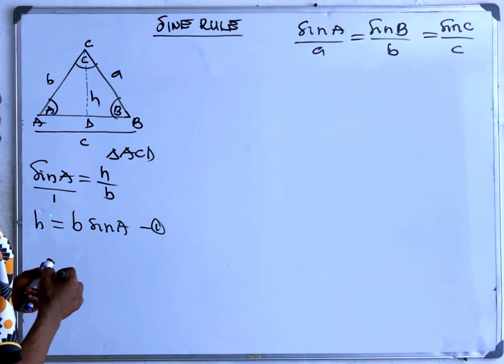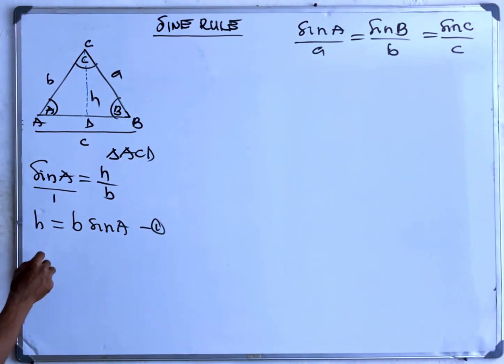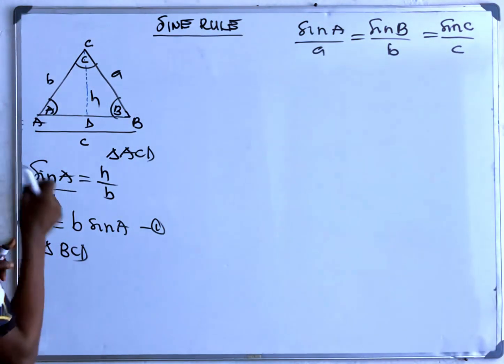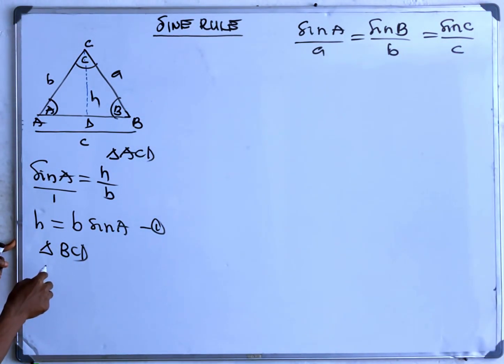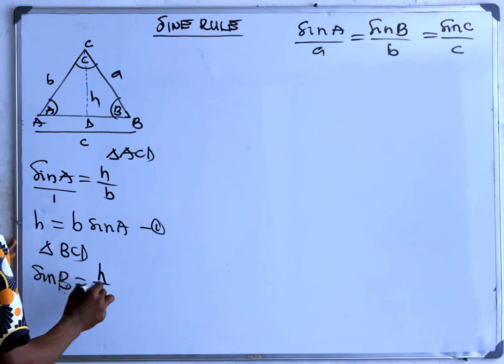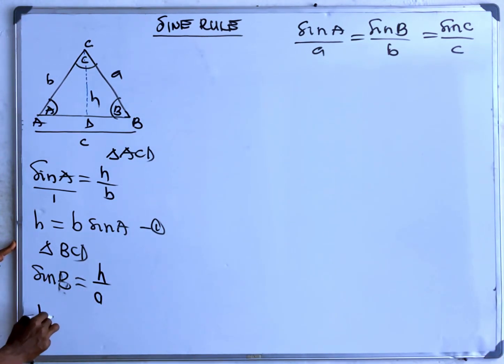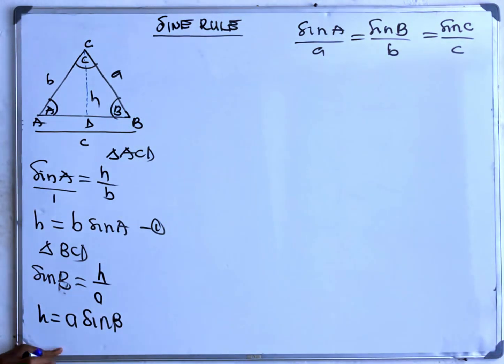Let's also consider triangle BCD. So where is our BCD? If I take sine B, it is going to be opposite, which is also h, over the hypotenuse, which is a. Means that my h will be a sine B. Is that okay? Let's name this one equation 2.